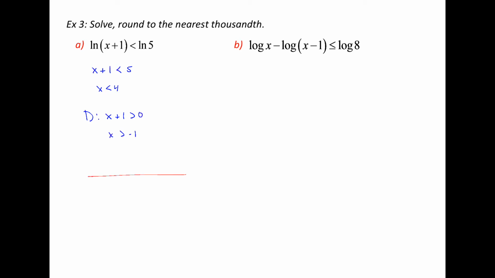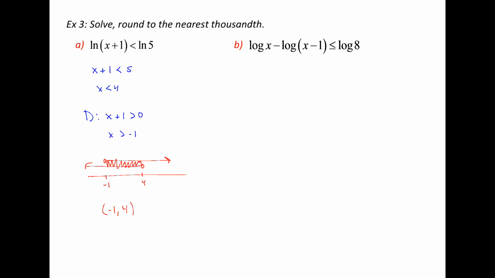Think about how that plays into your solutions. Values that are less than 4, but then we also need values that are greater than negative 1 because that's your domain. So we can't have anything less than negative 1, otherwise it won't make sense in terms of your logarithm. So therefore our solution is all values between negative 1 and 4, or x is greater than negative 1 and less than 4.